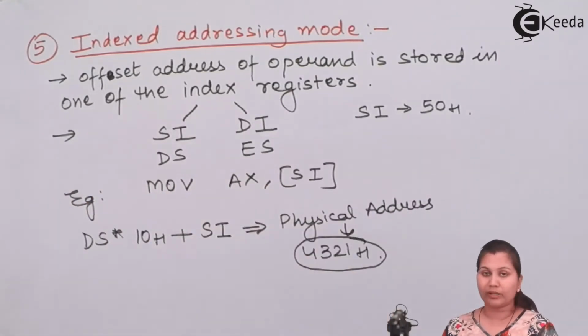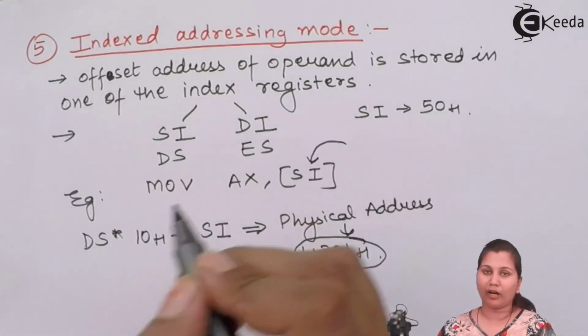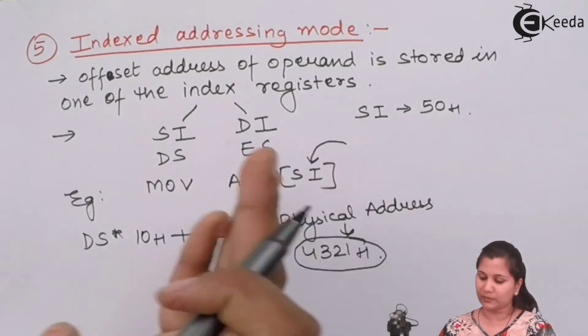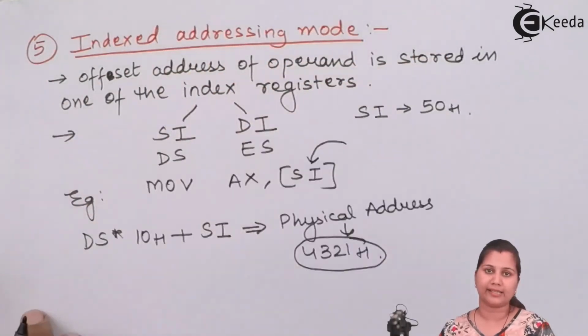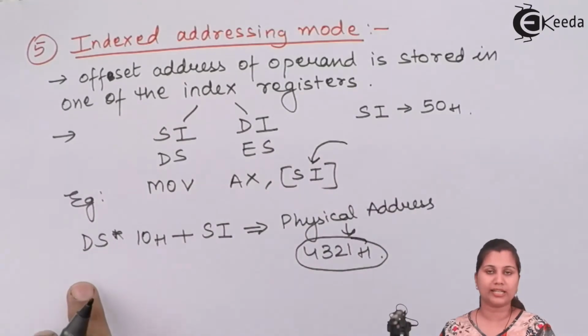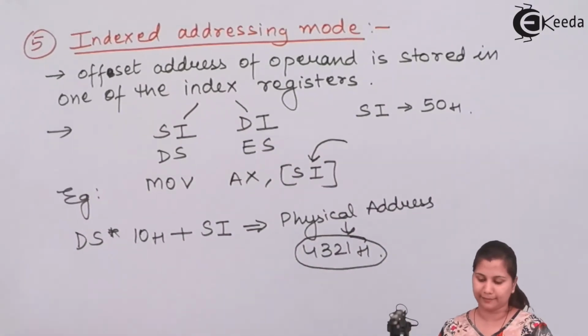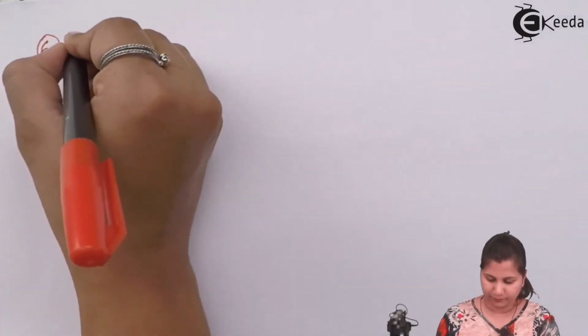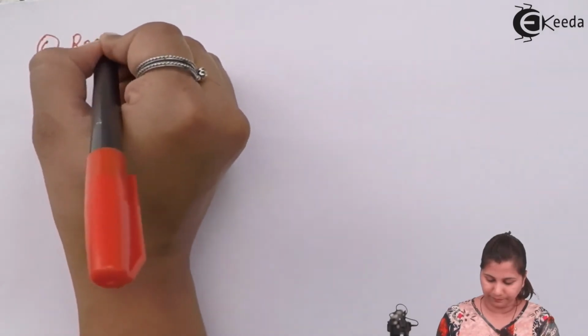So here the address where the data is stored is stored in one of the index registers. That is why it is known as the indexed addressing mode, because we are using the index register, source index and destination index.